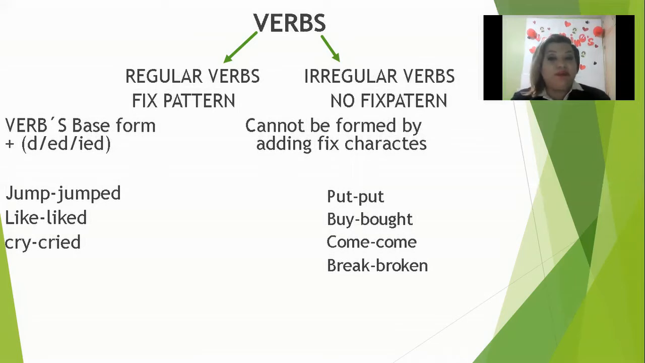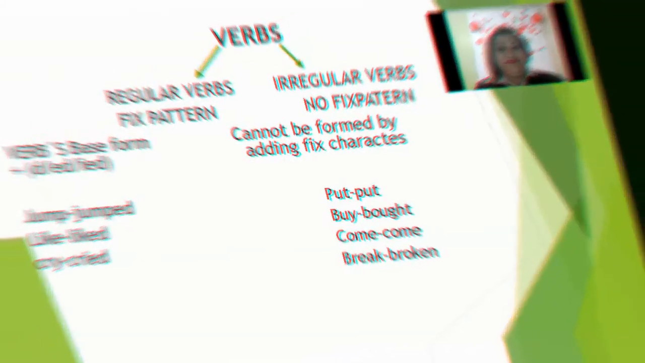Now the irregular verbs. The irregular verbs have no fixed pattern. They cannot be formed by adding fixed characters, and they are divided in 4 groups. Some of those verbs repeat the same base forms, and others change. We have some examples: put, put, buy, bought, come, come, break, broken. Now, let's do our exercise and let's practice regular and irregular verbs.